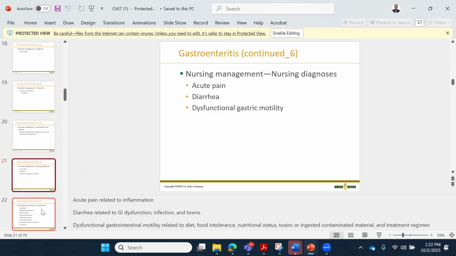Okay, as it relates to nursing diagnoses, they can range from acute pain, diarrhea, to gastric motility dysfunction, which can contribute to the pain. So if you have an increase in gastric motility, that means you're going to have an increase in cramping, which is going to contribute to discomfort.